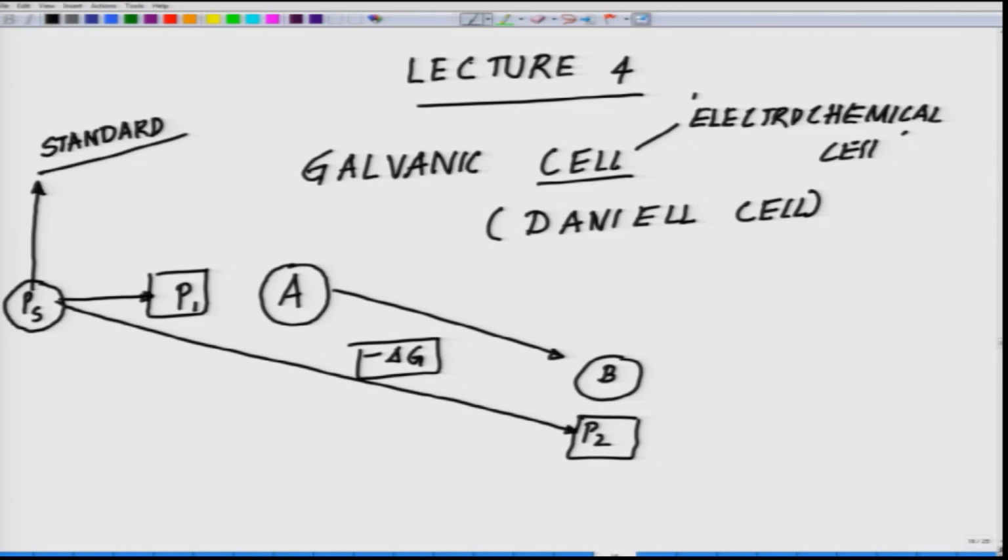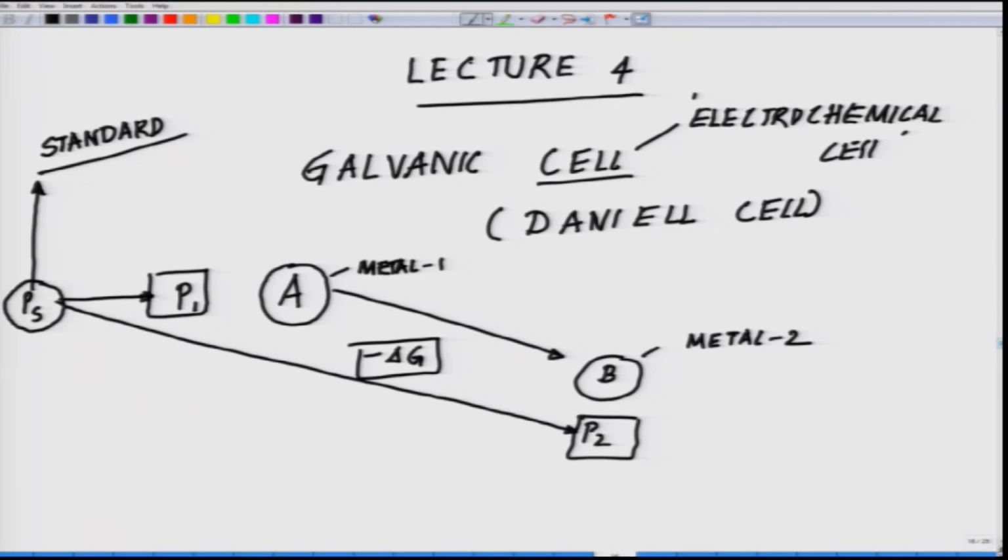We will come later into that. Now, what we decided, we considered this as metal 1 and this one as metal 2. So, there are 2 metals where we are calculating it.